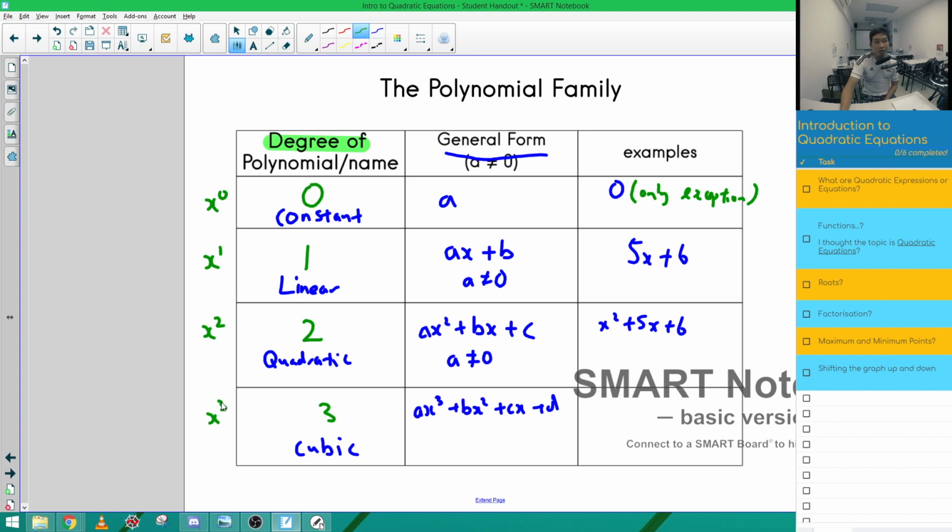So this is the polynomial family. Of course, we can go on to degree 4, degree 5. In fact, it goes on to infinity. But we really just concern ourselves with quadratic and cubic in Sec 3 and Sec 4. You can fill in the examples of the cubic expression on your own. I'm going to move on to the next page.